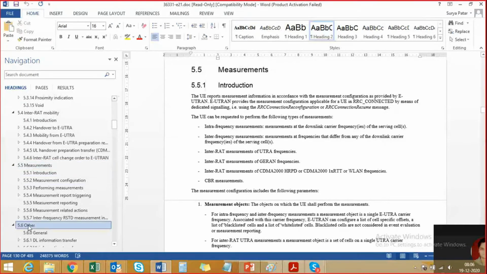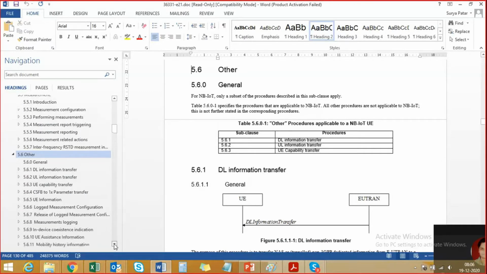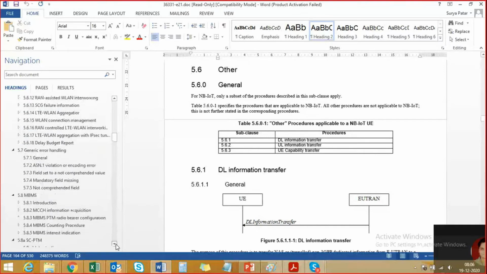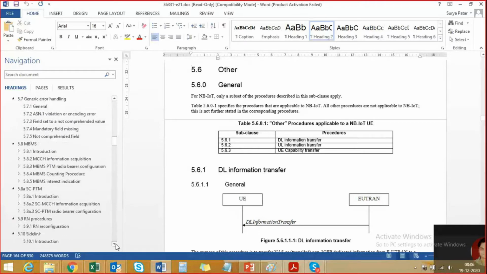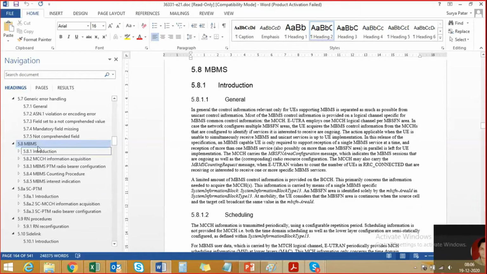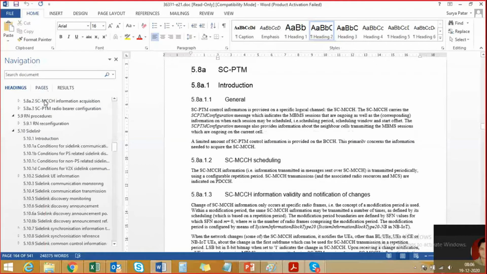And there are other things, miscellaneous, right? In the miscellaneous, you will have UL/DL information transfer, capabilities, CS fallback, etc. All right, so this is how it is structured, and there are other things which we will not cover, but you can go through how MBMS works. Briefly, I can tell you how single cell SC-PTM, point to multipoint, works. Then sidelink also it will tell you, that's not our interest.